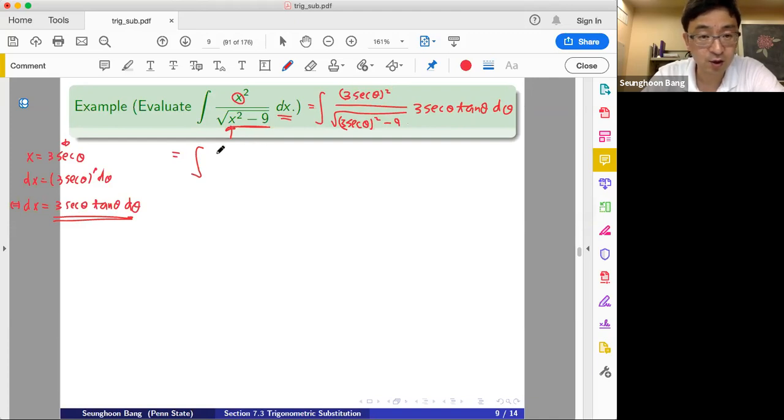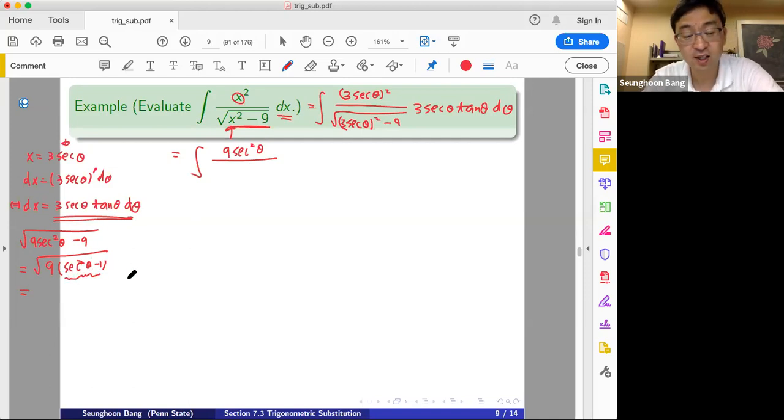3 secant theta squared is 9 secant squared theta over. What is the square root of 3 secant theta squared minus 9? So we can just simplify here. Square root of 9 secant squared theta minus 9. You have to factor out 9. Only secant squared theta minus 1. So do you know one identity of secant squared theta minus 1? What is the identity of secant squared minus 1?